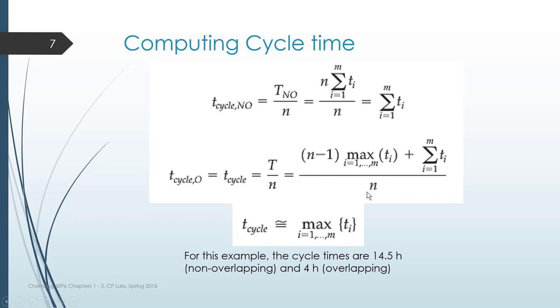If n is a large number, this approximately is equal to just the maximum time for that longest step added up for all of my batches. And that is just an approximation, but it's not too bad. So in this particular example, the cycle times were 14.5 hours if I didn't overlap, and I get roughly 4 hours with overlapping. So that's a big improvement.